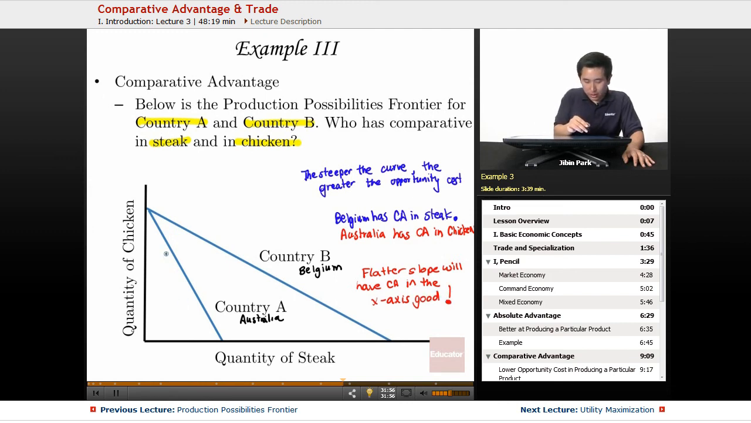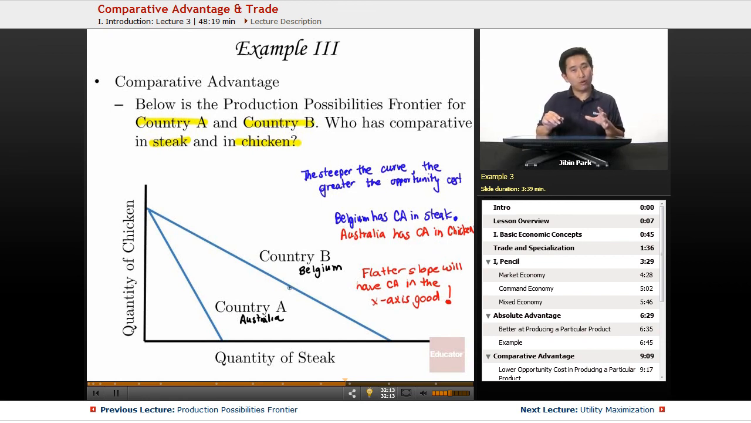So conversely, the steeper slope is going to have comparative advantage in the y-axis. So country A, or Australia, has comparative advantage in chicken, and country B, or Belgium, has comparative advantage in steak. So that's one way to figure out comparative advantage without even doing the math here.